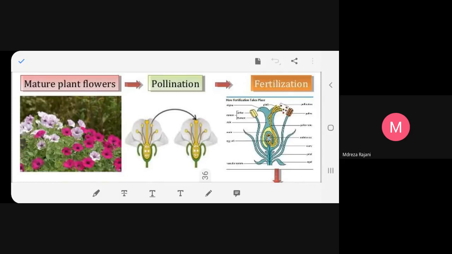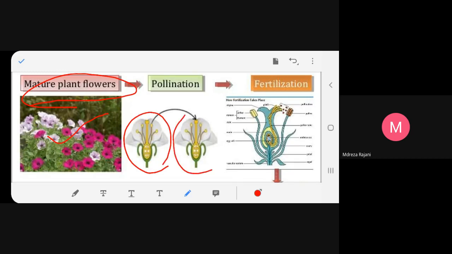Now these are flowers. Mature plant flowers. Now we'll take one flower over here and the other flower of the same plant. What happens? These sperms, or you can say male gametes, from this flower, go to the female body. Yes? That is the stigma. Can you hear me? Yes. Stigma.